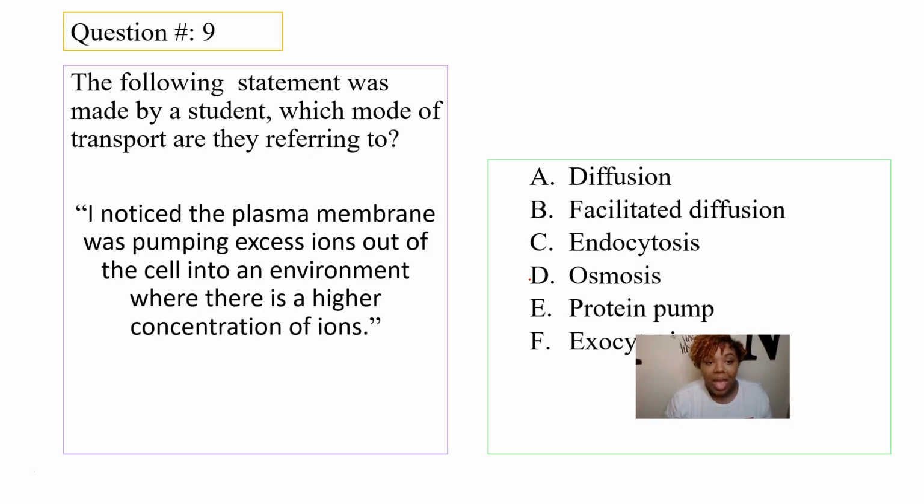All right, next question. The following statement was made by a student. Which mode of transport are they referring to? I noticed the plasma membrane was pumping excess ions out of the cell into an environment where there is a higher concentration of ions. You have 5 seconds.